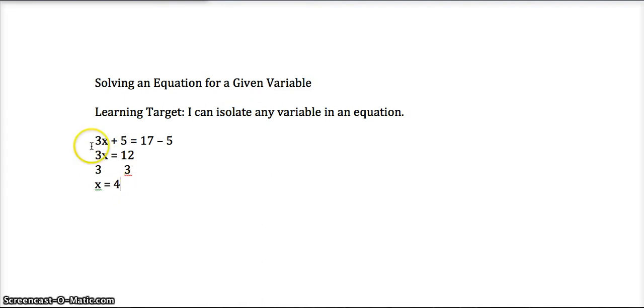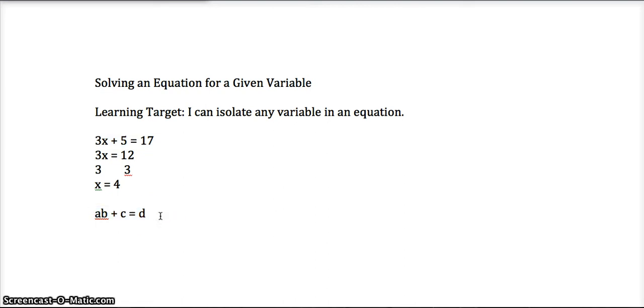So let's look at the same problem, but this time instead of numbers I'm going to use all letters. So instead of the 3 I'm using an A, instead of the X I'm using a B, instead of the 5 I'm using a C, and instead of the 17 I'm using a D. Okay, so this is the same exact setup as this problem right here, and I'm just going to take off this subtracting 5 just to clarify. Okay, so it's the same exact setup as right here.